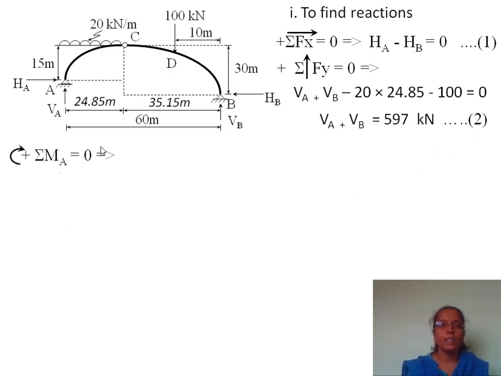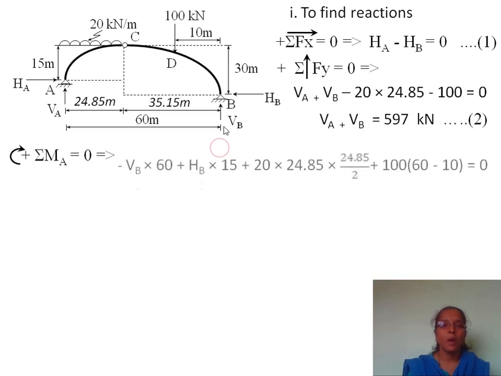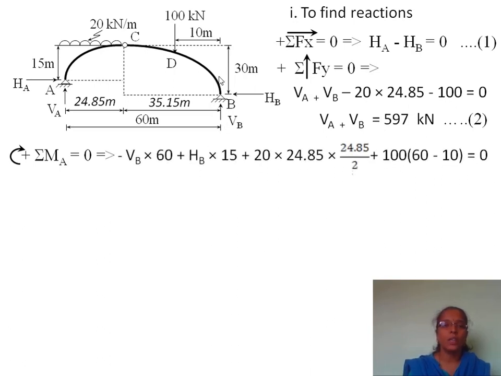Next, we will apply sigma MA is equal to 0. So it will be minus VB, which is inducing anti-clockwise moment about A, therefore minus VB into 60, and then plus HB, which is inducing clockwise moment, so HB into 15. Why it is 15: the distance of end A is 15 meter from C, and the distance of end B is 30 meter from the crown C. H1 is 15 and H2 is 30 meter, therefore H2 minus H1 will be 15 meters, 30 minus 15 is 15.